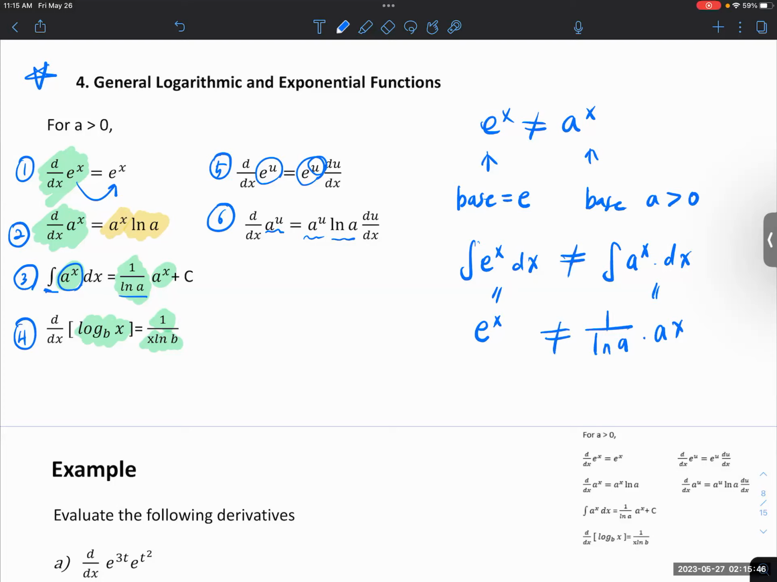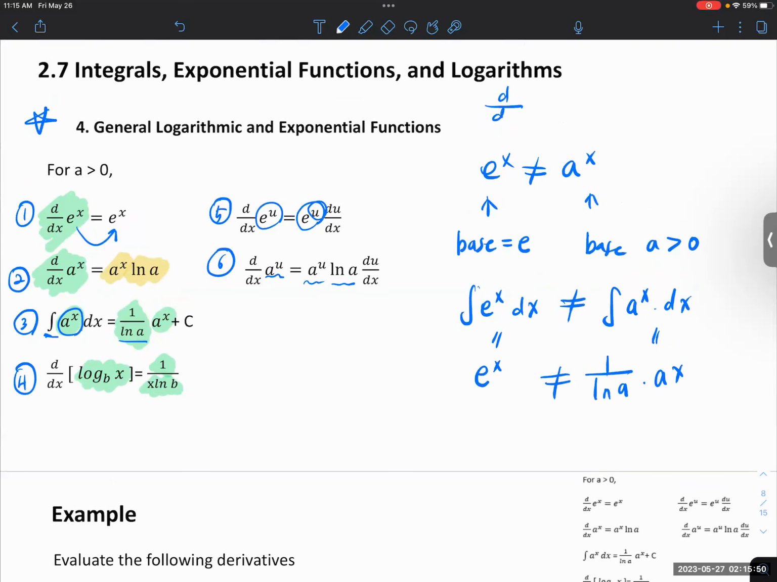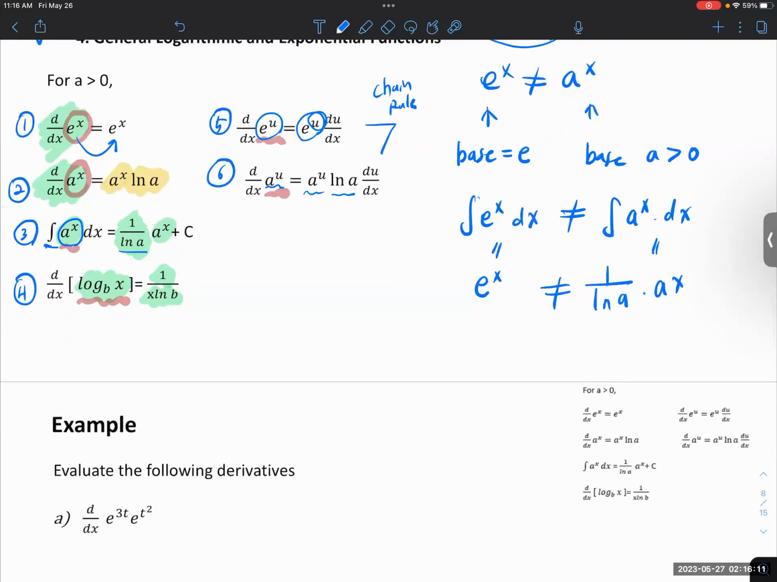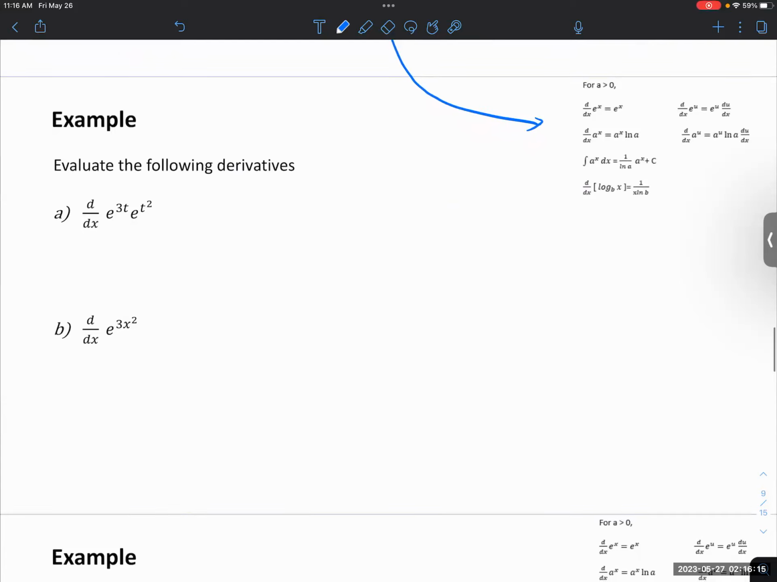So check it out. We are talking about the differentiation and integral with a little bit more complicated form of the exponential function, or log function. And sometimes you have a chain rule as well. So these are chain rules. I will show you an example. All the formulas will be given in your table, so I already copied them here. Let's take a look at this question.